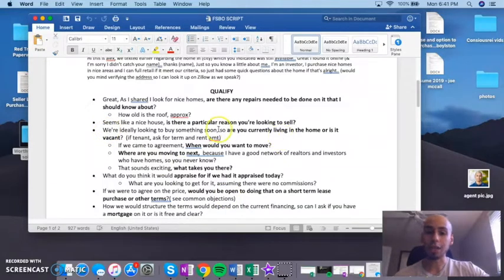All right, the next question I simply ask is, is the home currently occupied? Again, there's different ways you can ask it. Are you currently living in the home, or is it vacant? I just ask, is the home currently occupied? From there, they'll tell me, no, it's vacant, or there's a tenant, or we're still there, right? You want to find out if they're still there.